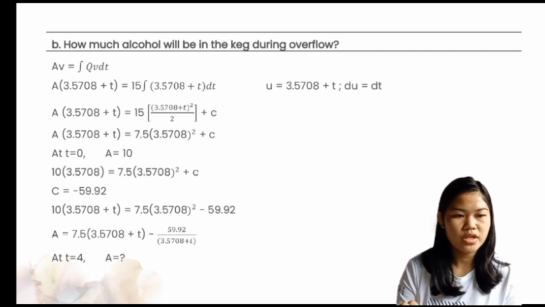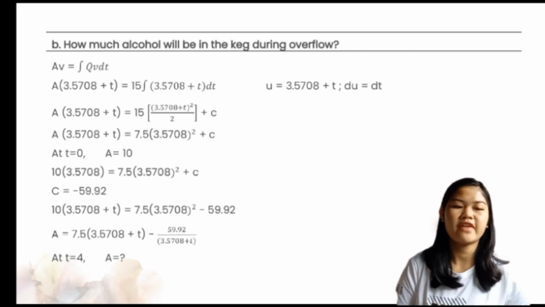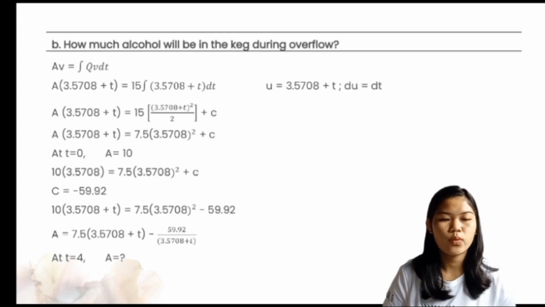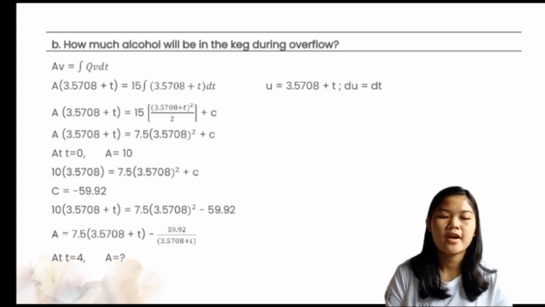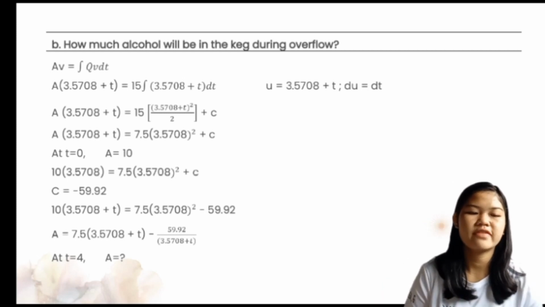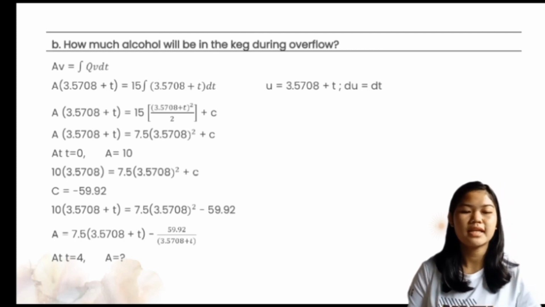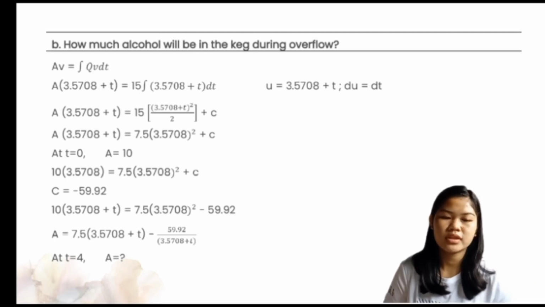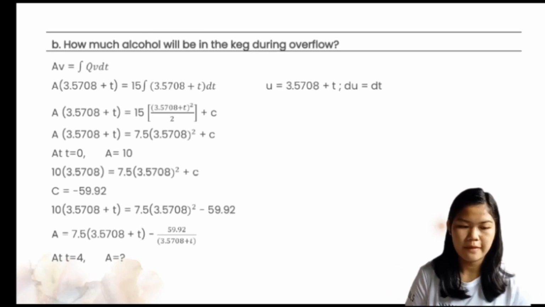From the original equation, we have 10 times (3.5708 + T) is equal to 7.5 times (3.5708 + T)² minus the C, which is 59.92. We have A is equal to 7.5 times (3.5708 + T) minus 59.92 over (3.5708 + T).